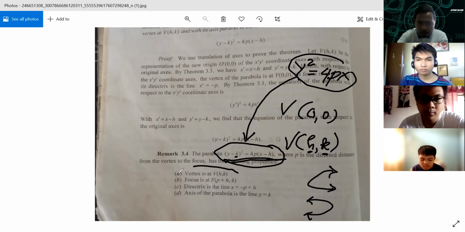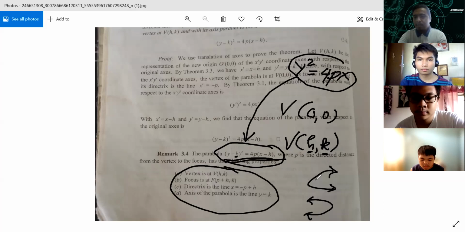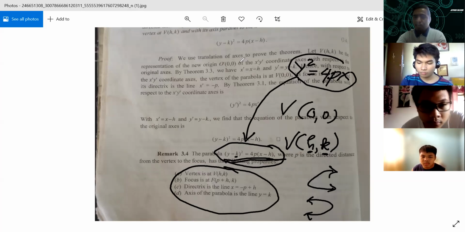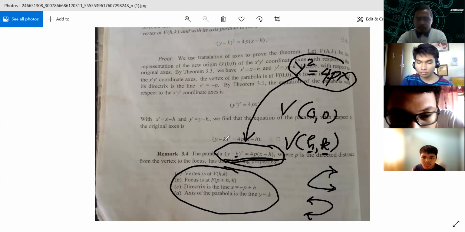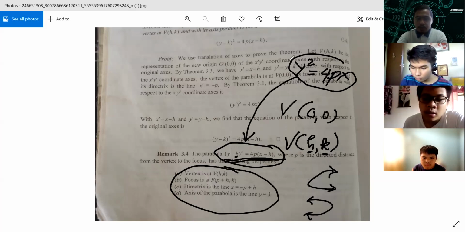All you have to remember is this. Okay? You will get used to it. And actually, if you look at the graph, you will analyze it. Later, you will see it. Okay? You have to remember this remark, Remark 3.4.